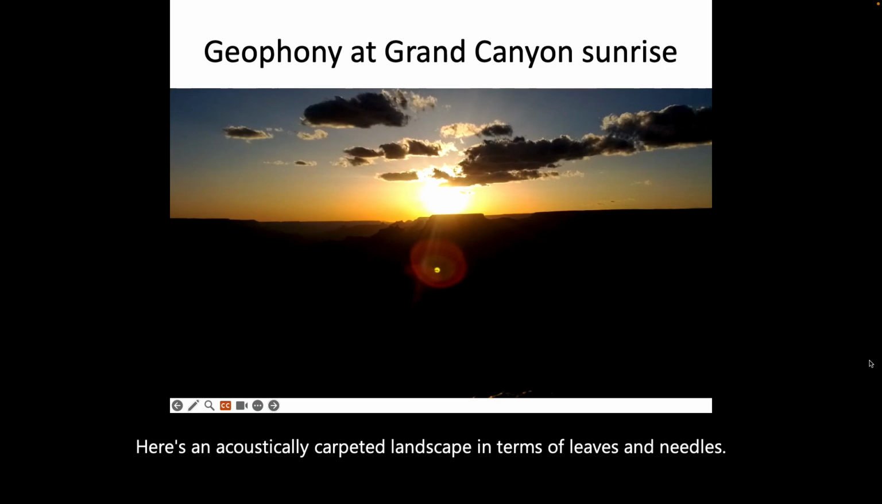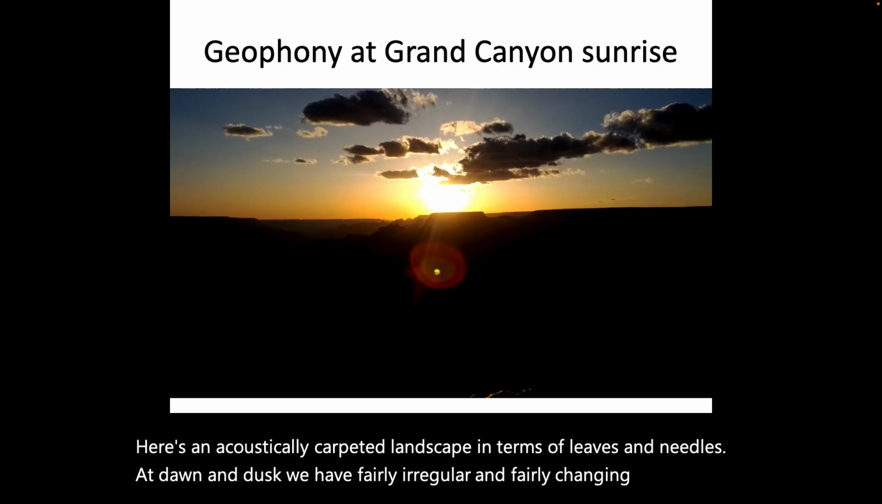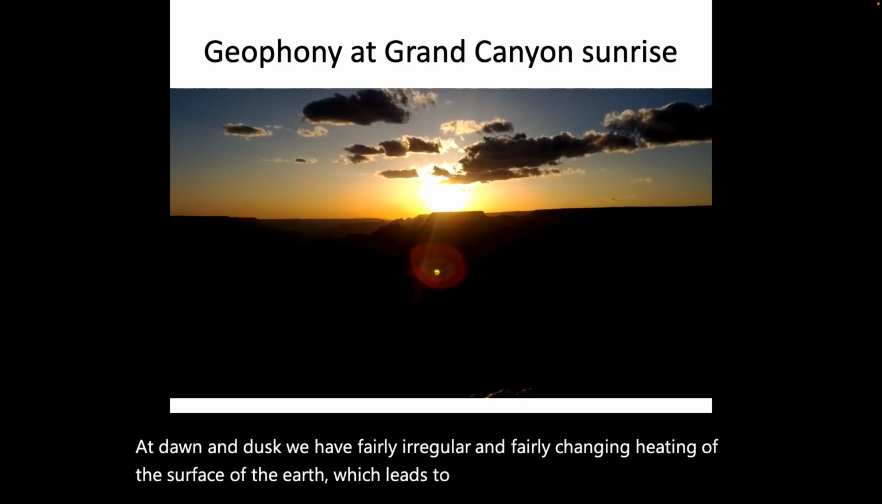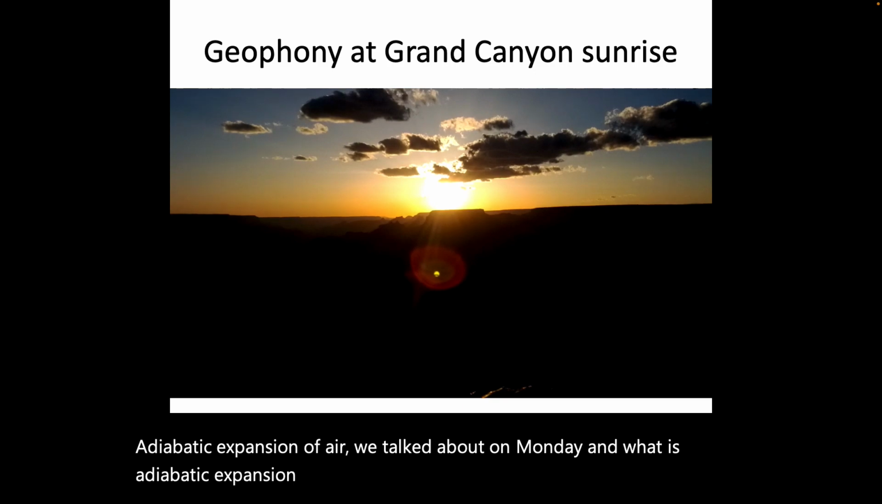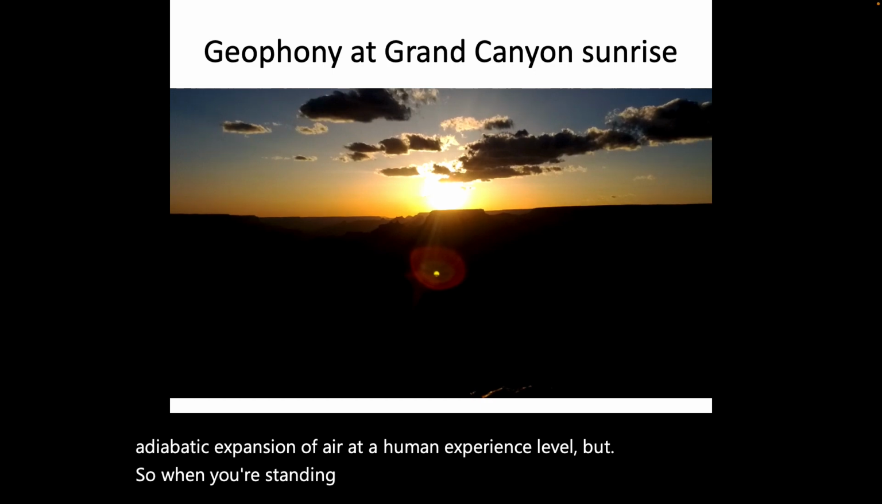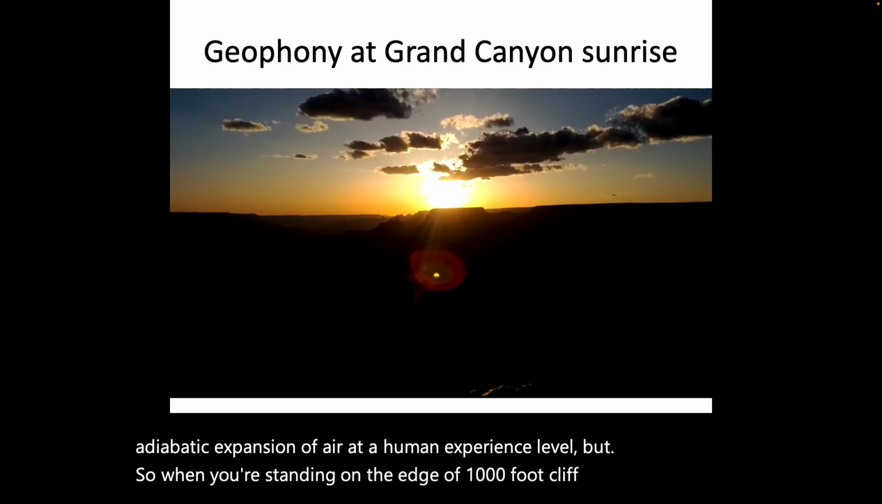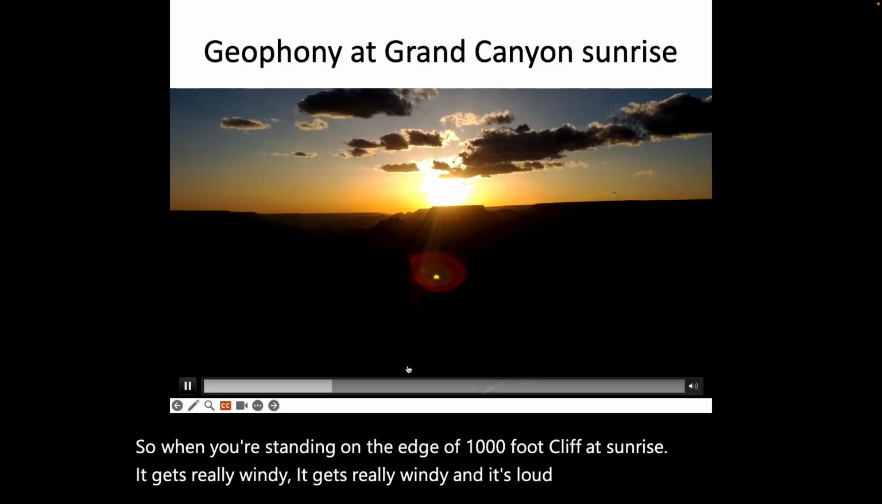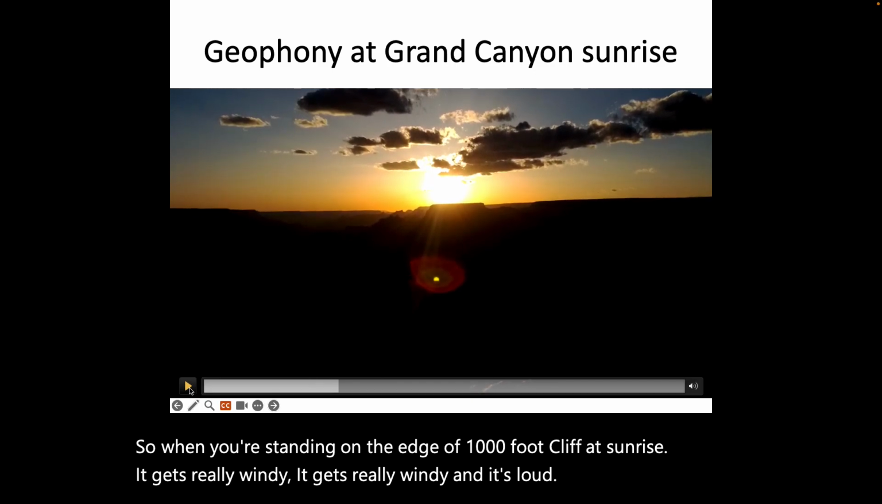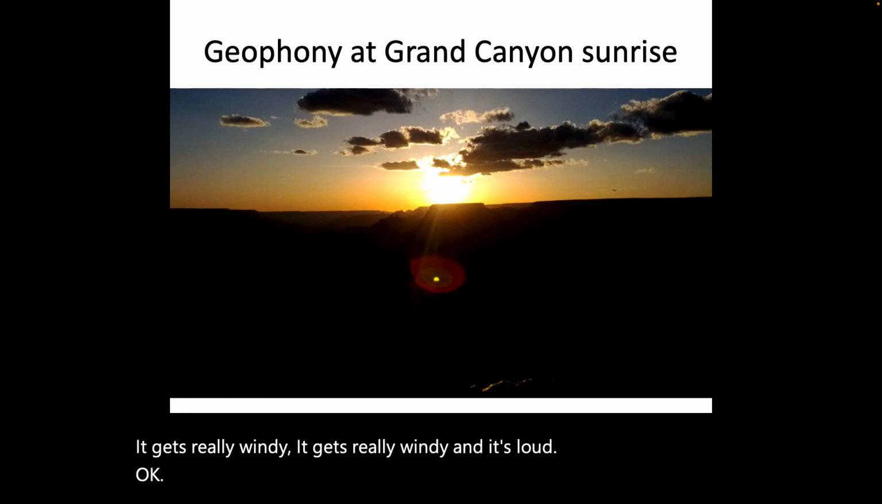At dawn and dusk, we have fairly irregular and severely changing heating of the surface of the Earth, which leads to that adiabatic expansion of air we talked about on Monday. And what is adiabatic expansion of air at a human experience level but wind? So, when you're standing on the edge of a 1,000-foot cliff at sunrise, it gets really windy, and it's loud. Okay? So that's a thing.